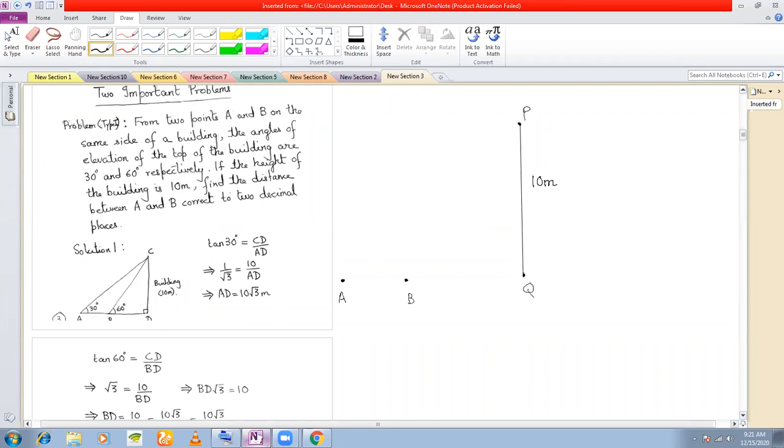From two points A and B on the same side of the building, the angle of elevation of the top of the building. So the object is here. Since the angles of elevation are given, from A someone is observing the top of the building, and from B also, someone is observing the top of the building. The angles of elevation of the building are 30 degrees and 60 degrees. Now this is your ground level or the horizontal.